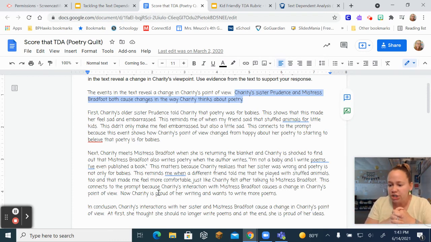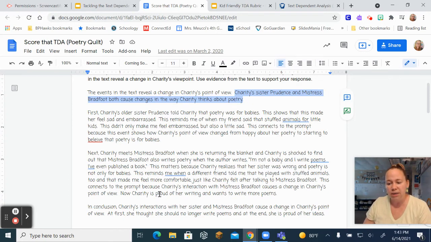"In conclusion, Charity's interactions with her sister and Mistress Bradfoot caused a change in Charity's point of view. At first, she thought she would no longer write poems, and at the end, she is proud of her ideas." Notice that paragraph, and this is what I tell students, really is a restating of your prompt, kind of wrapping up all of your ideas and what you wrote about.